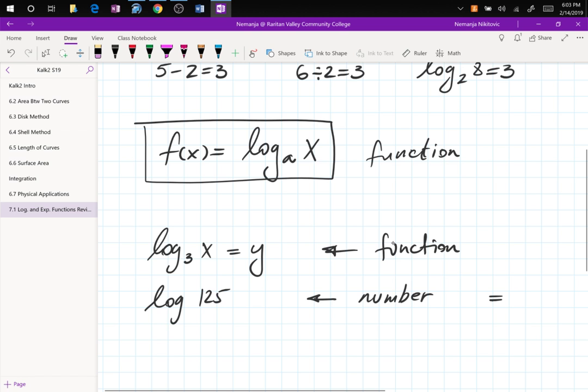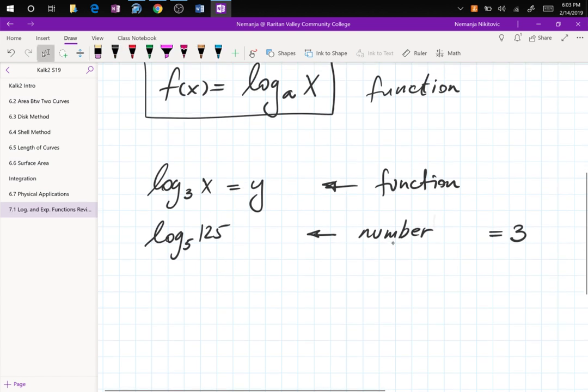I wanted to say base 5. There we go. Much better. That's equal to 3. Fix that. So if both numbers are provided, it's just the calculation, then it's equal to a number. But if you have a variable in it, the input-output variable, then it's a function.